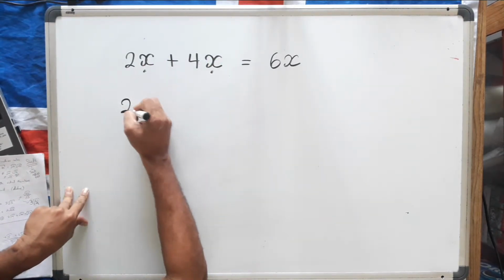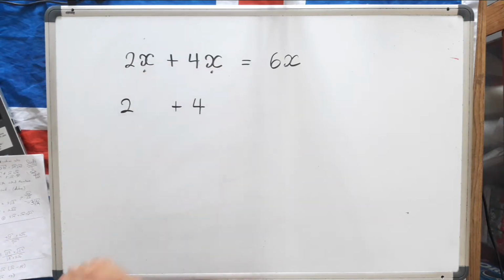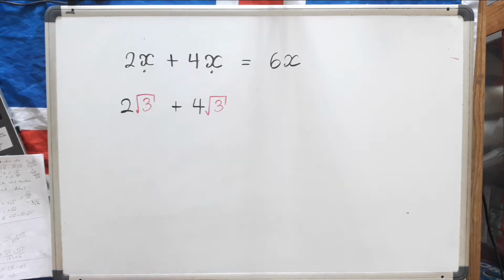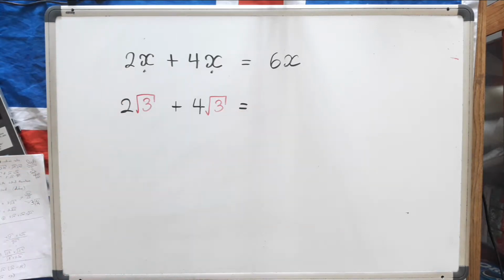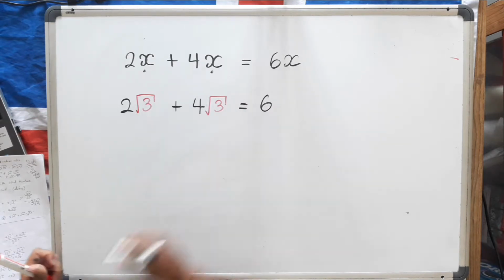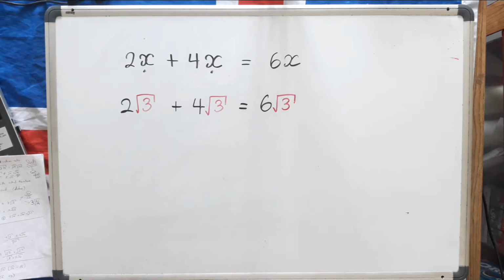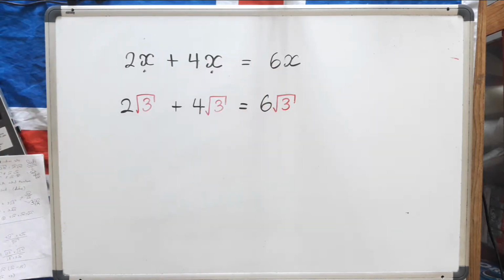So if I had 2 plus 4, but instead of x, I had the square root of 3, could you add these two items? Yes. Instead of x, both of them have the square root of 3. So this would simply be 2 plus 4 is 6, and instead of putting x, you simply put the square root of 3. A lot of students don't see the comparison, how these two are so similar, so I'm just pointing it out to you. It's going to be very helpful in the questions.